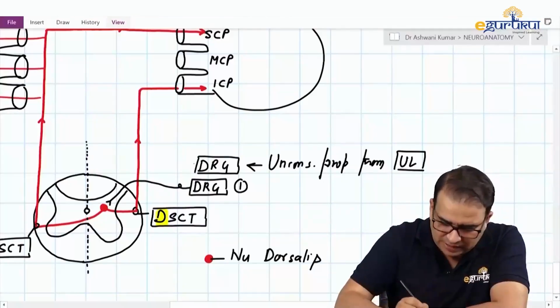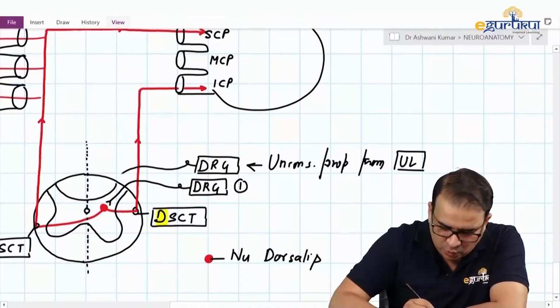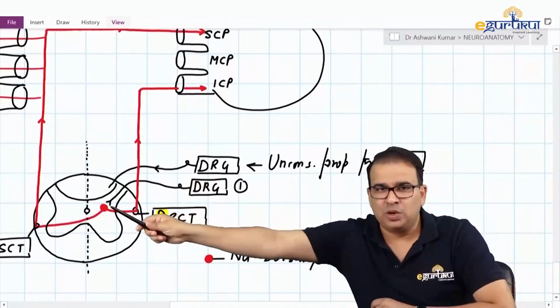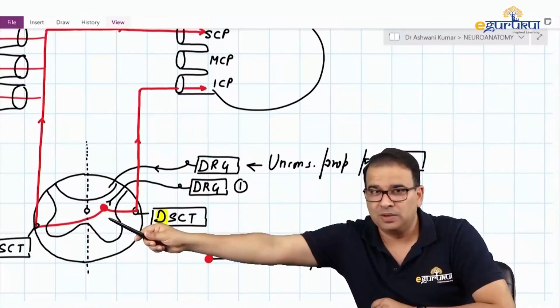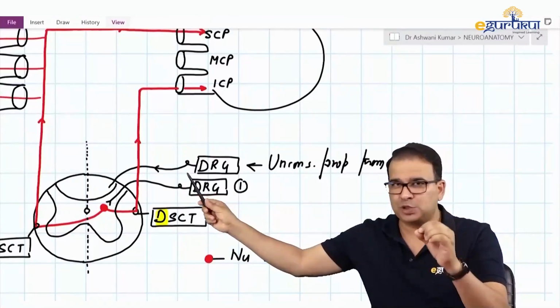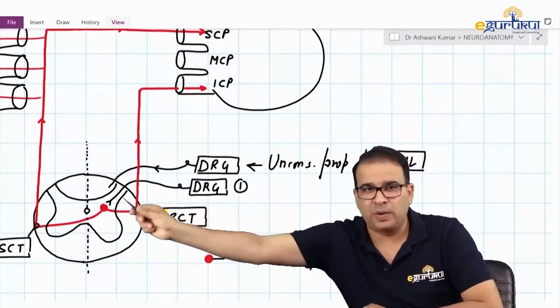If I just focus on the upper limb part, what will the upper limb fibers do? These dorsal root ganglia fibers which are coming from the upper limb will go directly into the white matter of the spinal cord. So this is to be understood very well. They do not go to the nucleus dorsalis. Ideally they should, but those fibers which are carrying the precise unconscious proprioception of the upper limb directly go into the white matter.